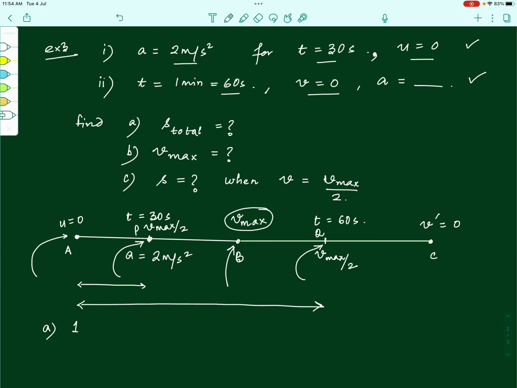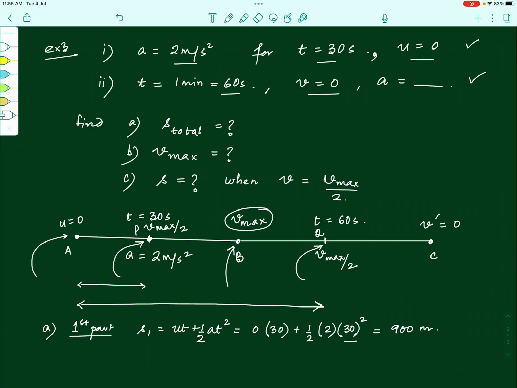So for the first part of the motion from A to B, can we say the first displacement S1 can be obtained by ut plus half at squared? We know all the values here. Substituting the values, u is 0, t is 30, plus half, a is 2 meter per second squared and time is once again 30 squared. So when we solve all this, we will get S1 as, 1 by 2 will cancel out and we will have 30 squared only as the answer, which will be 900 meters. So the distance AB is 900 meters.